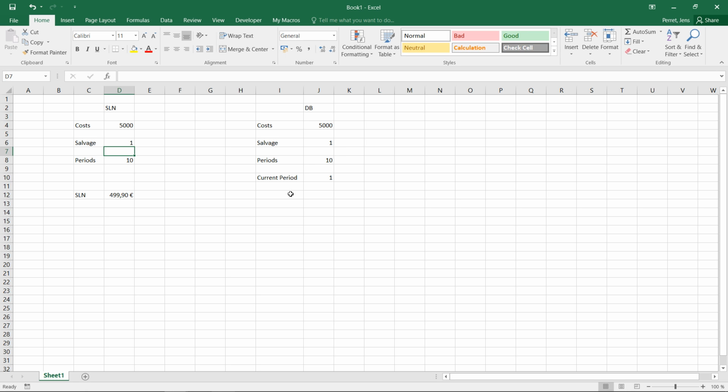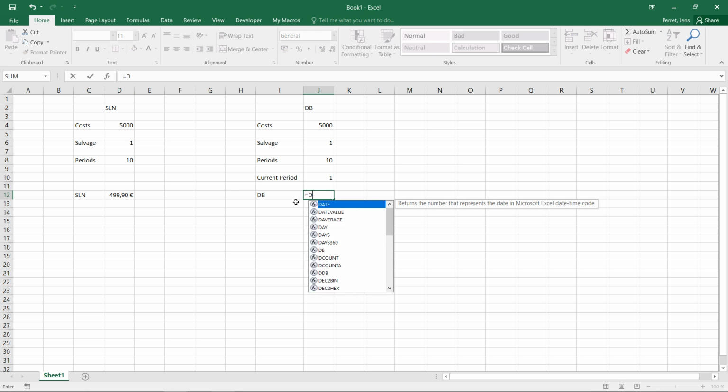And due to the fact that the depreciations are different in each period, we also need to specify which period we are talking about, and that's here the current period. Else, it's also relatively straightforward in using this DB.